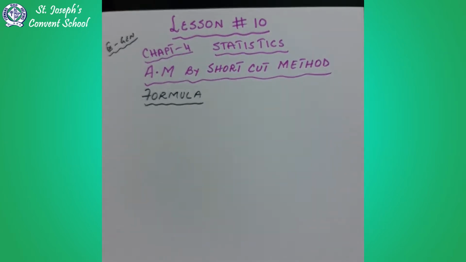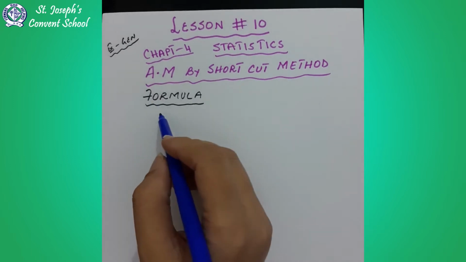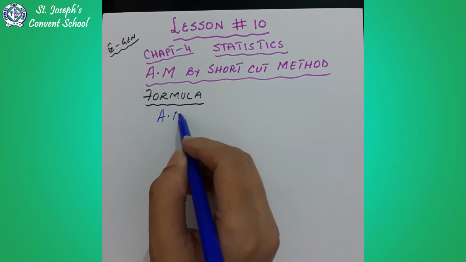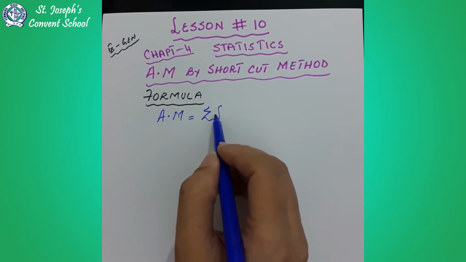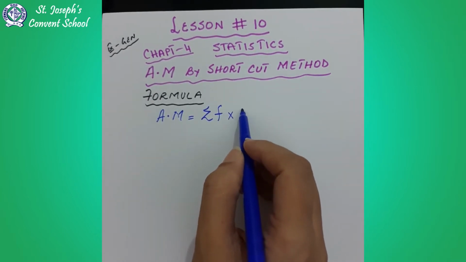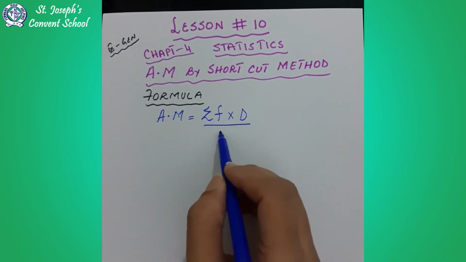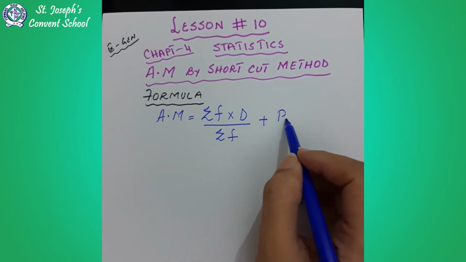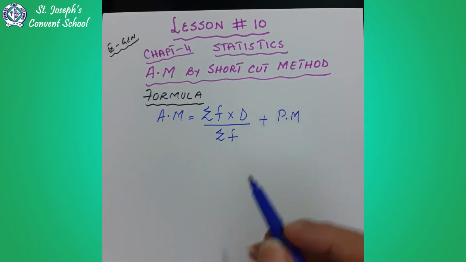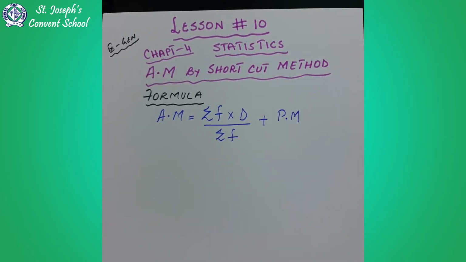What formula are we going to use? AM is the short form of arithmetic mean. So AM equals sigma f into D divided by sigma f, plus PM. This is the formula for the shortcut method. This comes in the short question answers, or sometimes in the descriptive also, so it can come in both. It's an important topic. Every question comes from this topic, arithmetic mean.